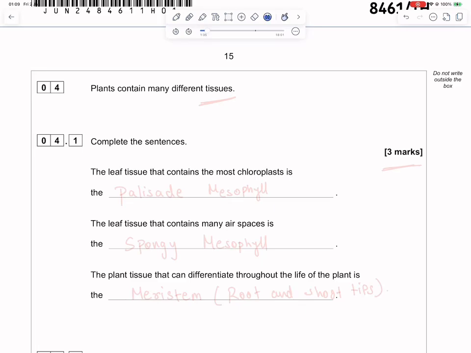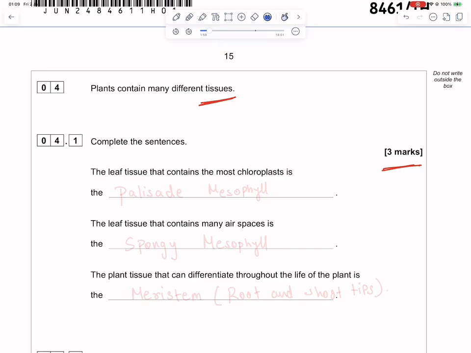As always, I say look at the amount of marks. It's a 3-marker, and as you can see, it says complete the sentences, and it gives you certain information. Plants contain many different tissues, so definitely this is going to be plant tissues, and you should know this is about tissues, not about cells. Now let's have a look.